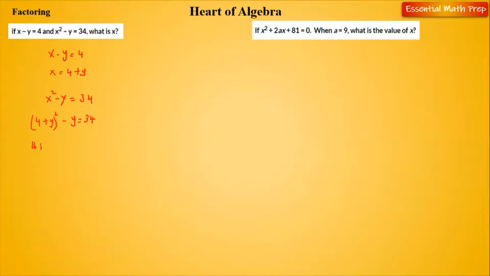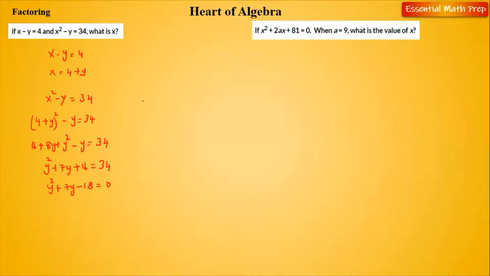So it's 16 plus 8y plus y squared minus y equals 34, right? So that's nothing but y squared plus 7y plus 16 equals 34, right? That's nothing but y squared plus 7y. If you put the negative 34 on both sides, it'll be negative 18 equals 0, okay?